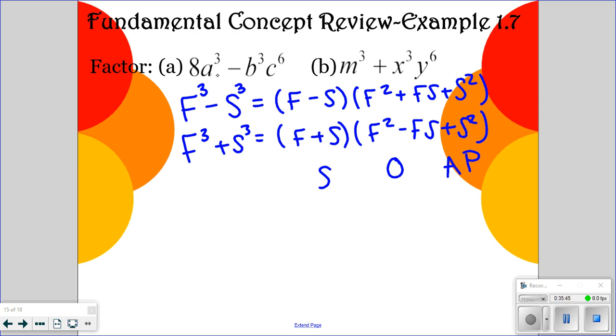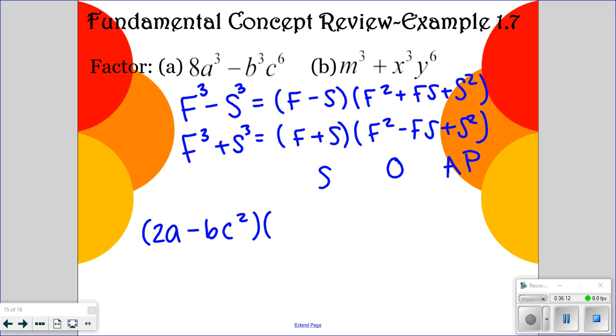So our 8a cubed is our f cubed, but we need just an f. So we take the cube root of this. Cube root of 8 is 2, and the cube root of a cubed is a. So that's your first term. And then the cube root of b cubed c to the 6th is bc squared. So that is your f minus s. And then you just plug it into the formula from here.